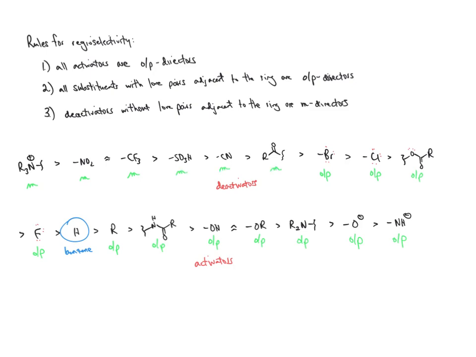Okay, so these are the rules for regioselectivity in the electrophilic aromatic substitution reaction. If you have one of these groups on a benzene ring and you do an electrophilic aromatic substitution with one of those electrophiles, those electrophiles will go to the positions ortho, para, and meta that are directed by the groups that are already on the ring.